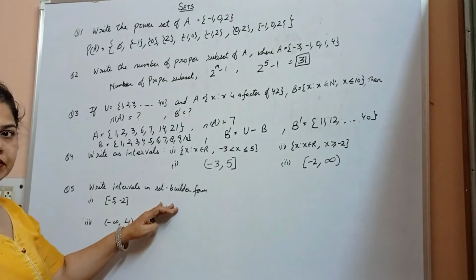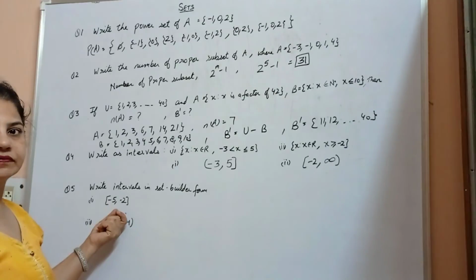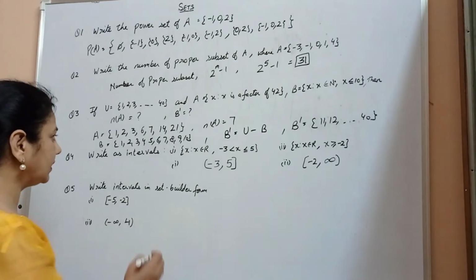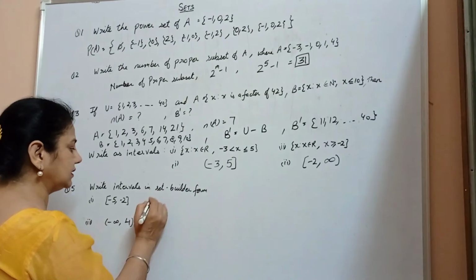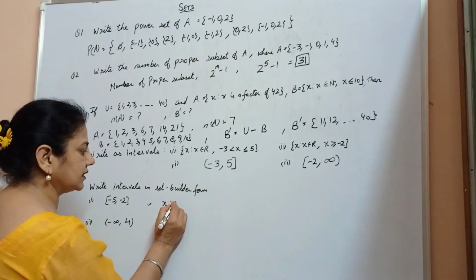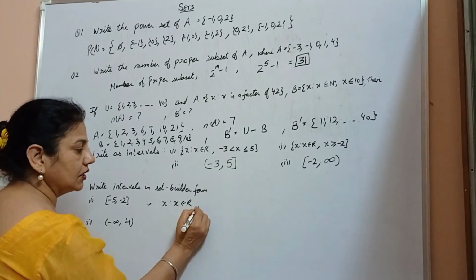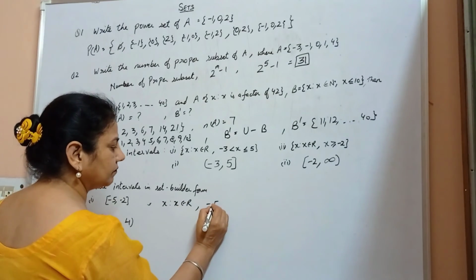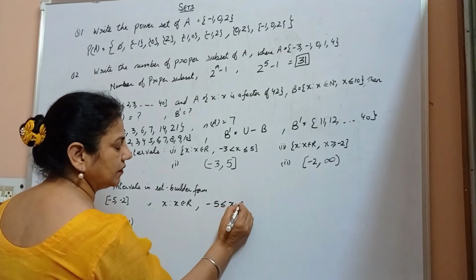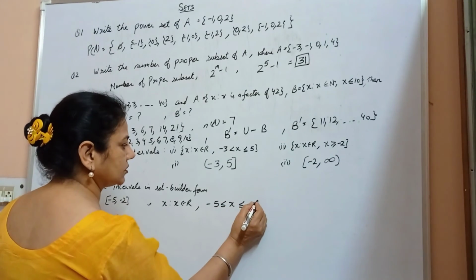Write the interval in set builder form. The interval is given as minus 5 to minus 2. I will write this in set builder form just like this: X such that X belongs to a natural number, X is greater than or equal to minus 5 and less than or equal to minus 2, in curly brackets.